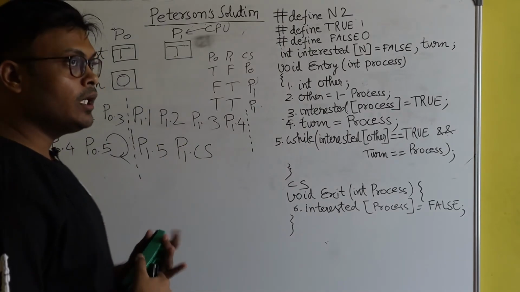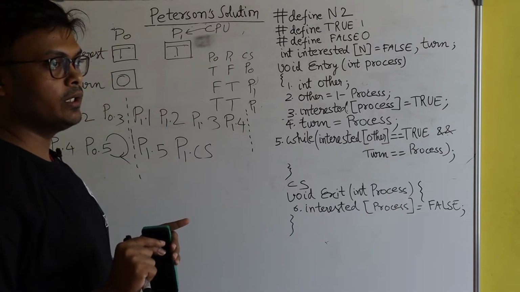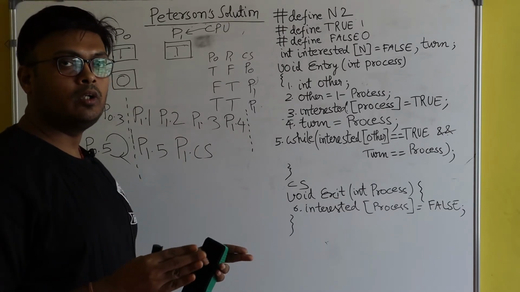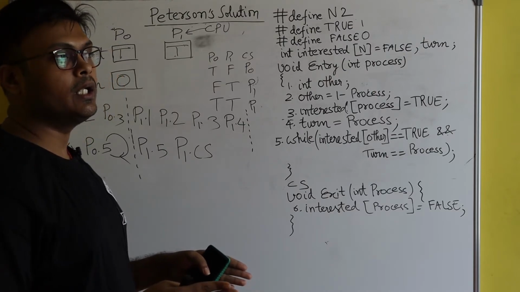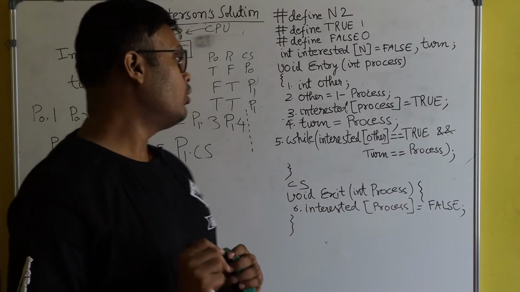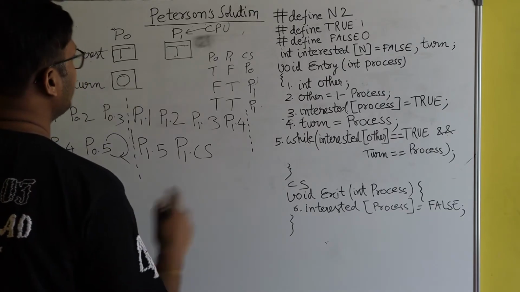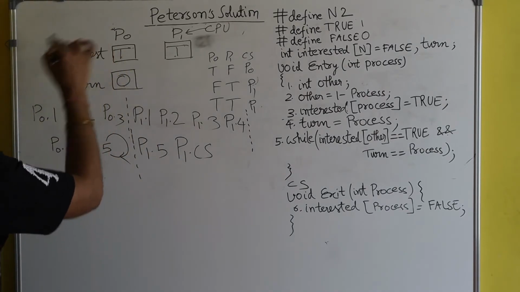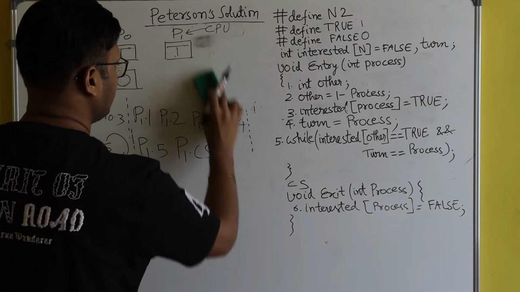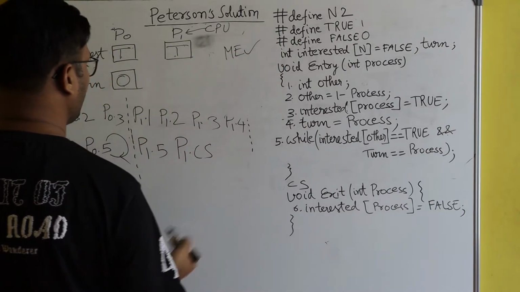So here you see the role of the turn variable. If both the processes are interested at the same time to enter inside the critical section, then the turn variable will decide which process should enter inside the critical section. Okay. So here you can see that mutual exclusion is there. It's a clear case of mutual exclusion. Let me rub this. Here mutual exclusion is there because both the processes.